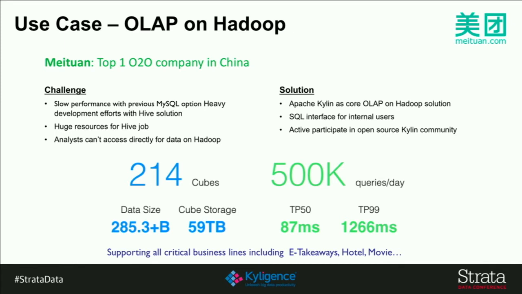That means they had to process the data inside the Hadoop cluster, copy it to the MySQL cluster, and then serve the front-end queries. So think about it, the data latency would take a long time, and you also have to move the data. And the MySQL cluster could not deliver good performance. So they were a pilot user when we open sourced Apache Kylin 3 years ago, and they adopted Kylin as their core OLAP platform. Today, that platform is a key system for their analysts and supports all their critical business lines.